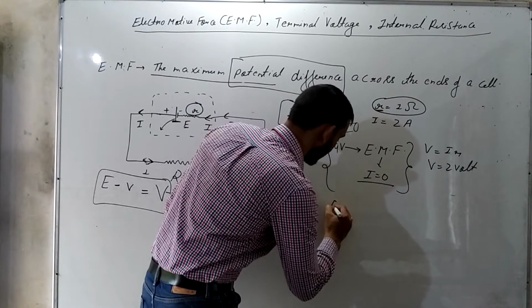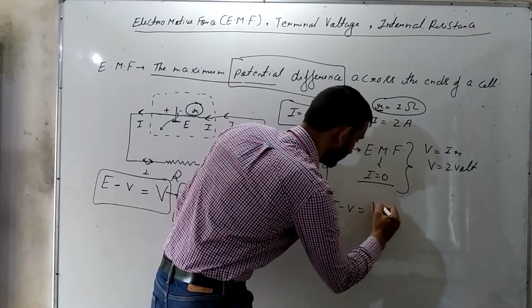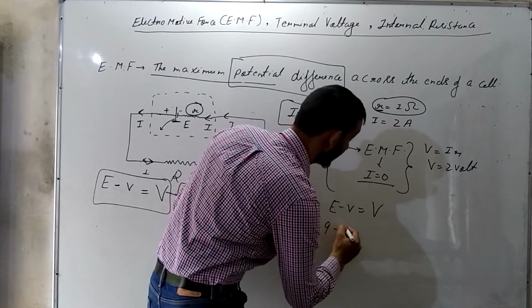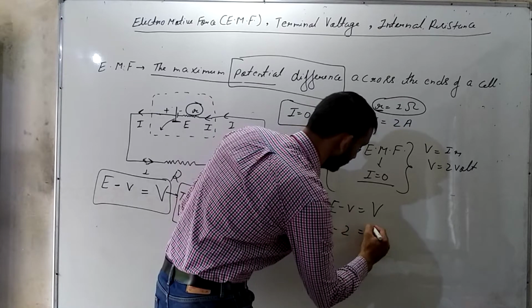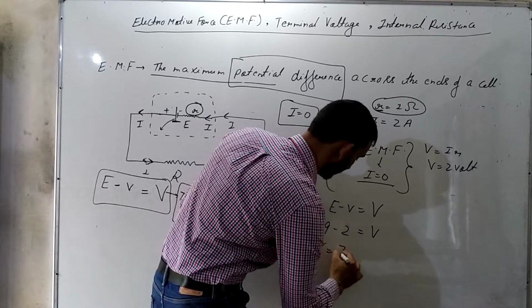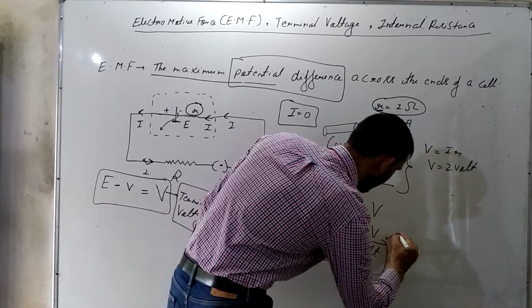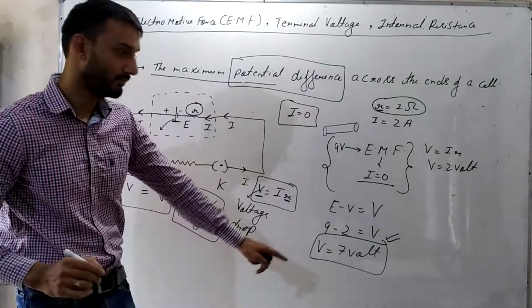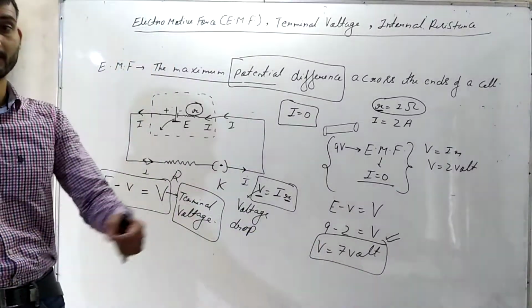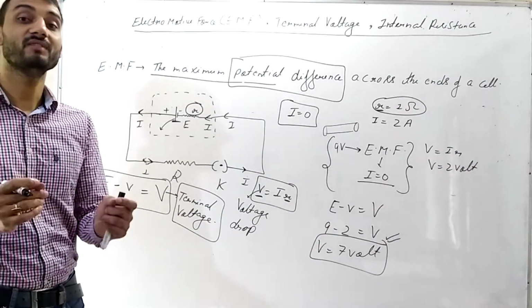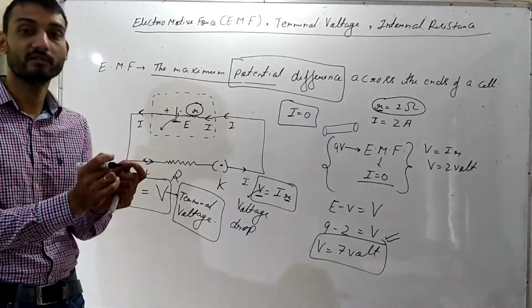So EMF minus V is equals to V. So EMF is 9 minus 2 is equals to V. So V is equals to 7 volt. It means in order to glow the LED, we will just get 7 volt potential, and this is what we call the terminal potential. Terminal means which we are getting out of the terminals of the cell.